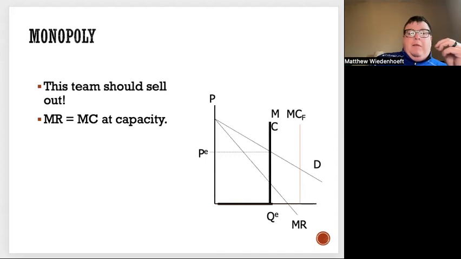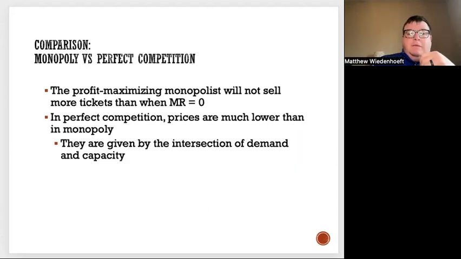So monopoly, should the team sell out? Yeah, they should sell out. MR equals MC at capacity. For a monopoly, their marginal revenue equals their marginal cost at capacity. Okay. So yeah, they should sell out. In a monopoly, the market doesn't dictate the price. The seller does. The seller decides what it wants to do because if you want it, you're going to have to pay for it. They're the only ones that produce it.